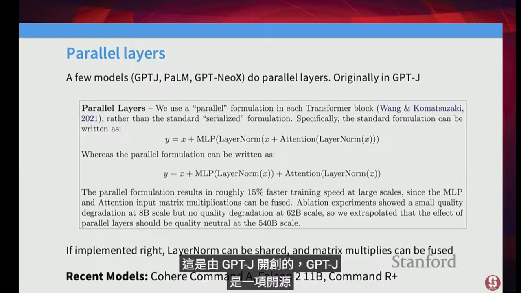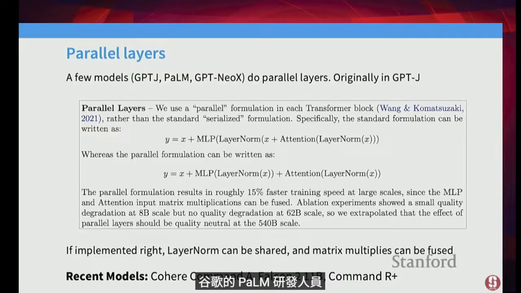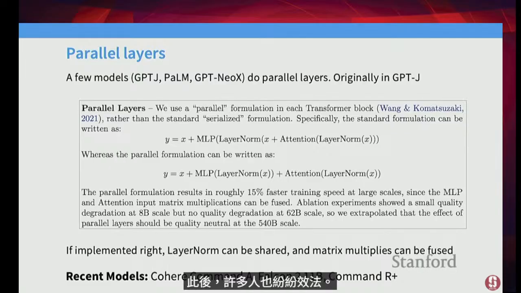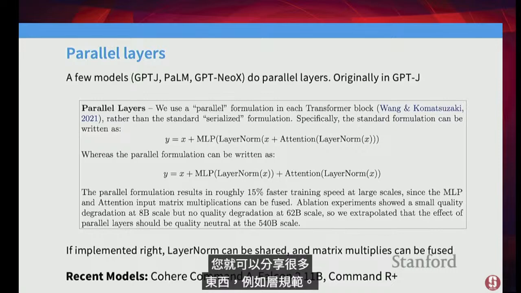And this was pioneered by GPT-J, which was kind of this open source replication effort. And the folks at Google doing PaLM were kind of bold enough to do this at the really big scale, and many others have followed since. If you're implementing this right, you can share a lot of stuff like the layer norms, and the matrix multiplies can get fused together, and you can get some systems efficiencies out of that.